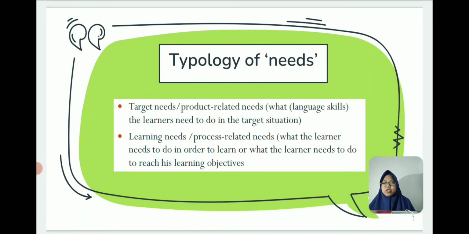There are two typologies of needs, namely: 1. Target needs or product-related needs, what language skills the learners need to do in the target situation. 2. Learner needs or process-related needs, what the learners need to do in order to learn, or what the learners need to do to reach their learning objectives.